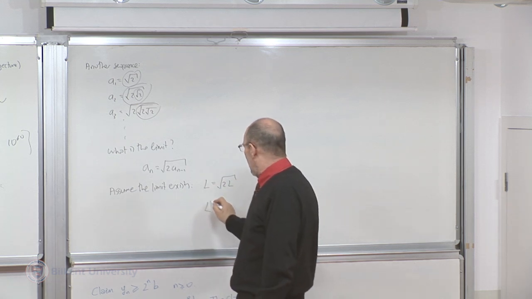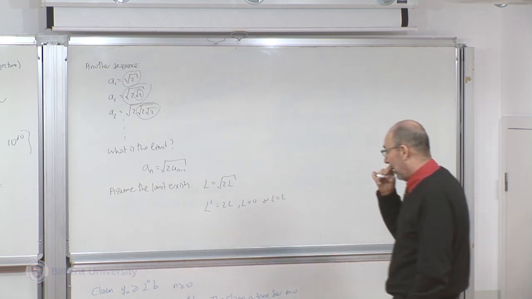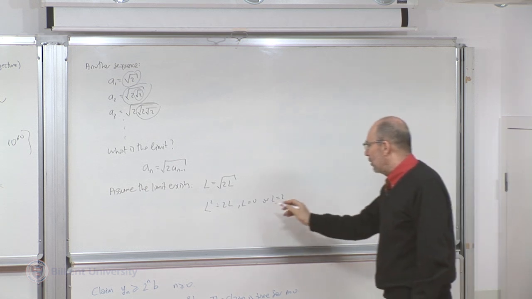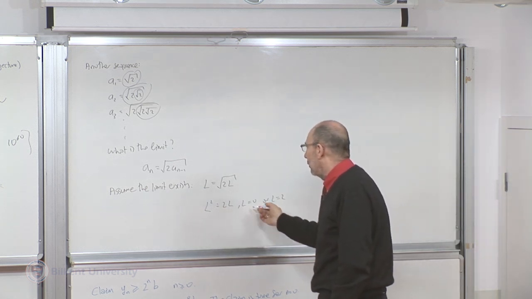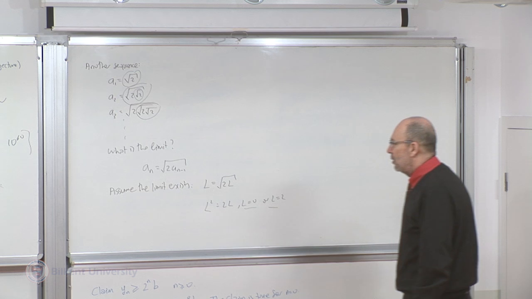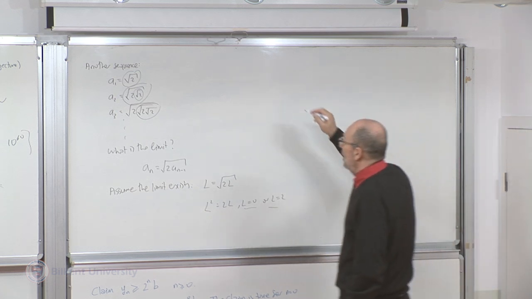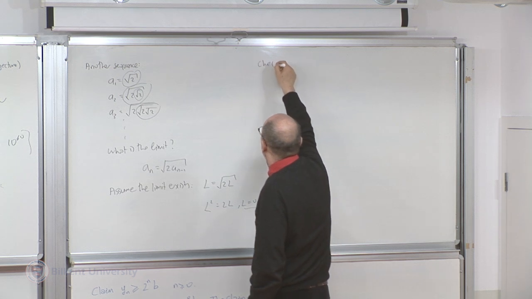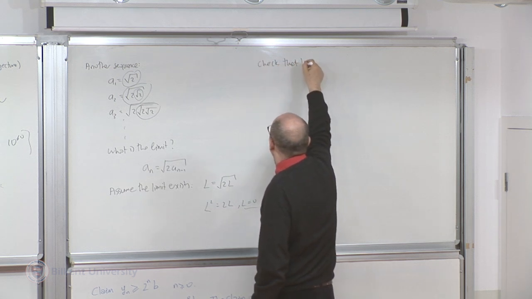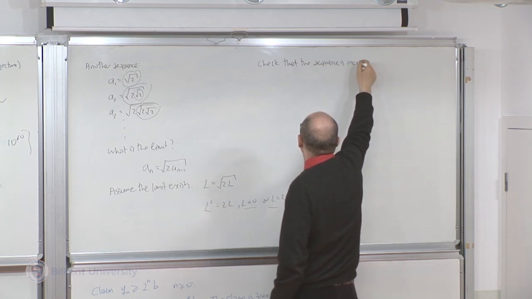Then square this. L squared is equal to 2L. So L equals 0 or L equals 2. This will not happen, because this is increasing, but we don't know yet. So the limit is either 0 or it is equal to 2. So we check that the sequence is increasing.